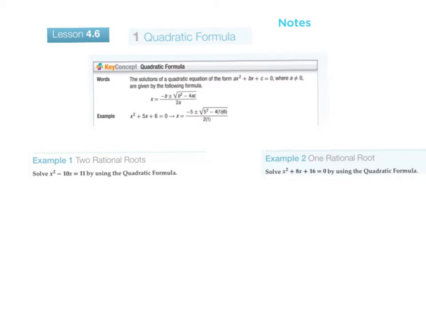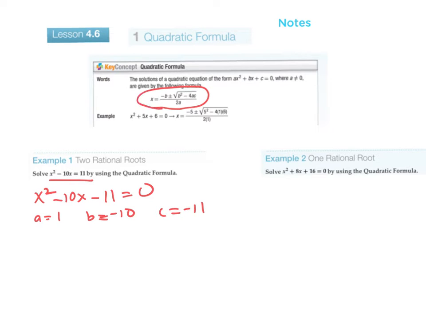So what we're going to do now is use the quadratic formula to solve our equations, but our equations need to be in quadratic form. That means they need to equal 0. So I'm going to switch this to equal 0 by subtracting the 11. Once we do that, we can identify our a, which is 1, our b, which is negative 10, and our c, which is negative 11. Once you identify your a, b, and c, we can then use the quadratic formula up here to solve.